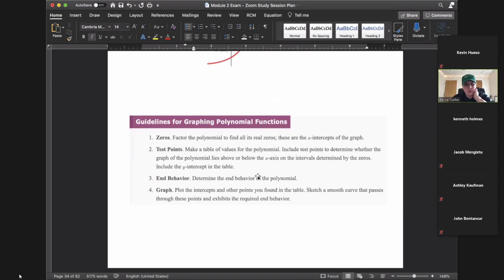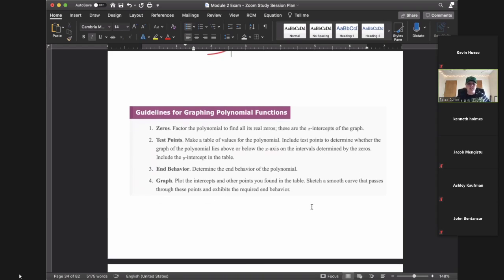Guidelines for graphing polynomial functions. Zeros: factor the polynomial to find all its zeros, and these are the x-intercepts of the graph. Test points: make a table of values for the polynomial, include test points to determine whether the graph of the polynomial lies above or below the x-axis on the intervals determined by the zeros, and include the y-intercept in the table. Determine the end behavior, and then graph. Plot the intercepts and other points you found in the table, sketch a smooth curve that passes through these points and exhibits the required end behavior.